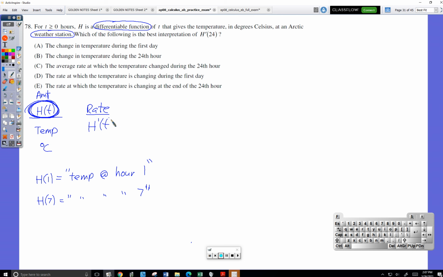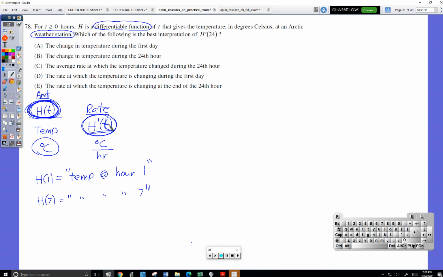If H is measured in degrees Celsius, I know right away what H prime is measured in. Degrees Celsius per hour. Because this tells me how fast this will change. That's what rate means. With me? Yes. Okay, so why is this H prime of T instead of just H prime? The rate will be different at different hours.